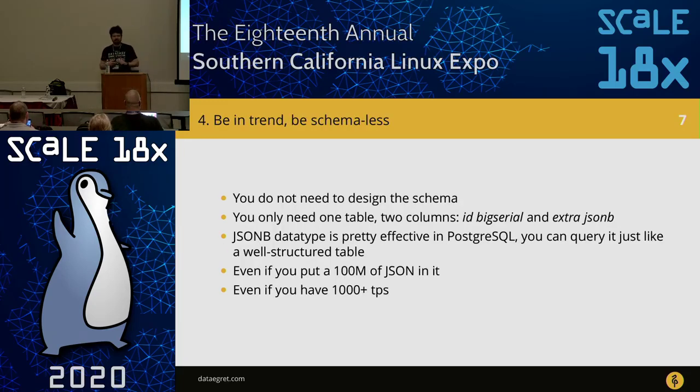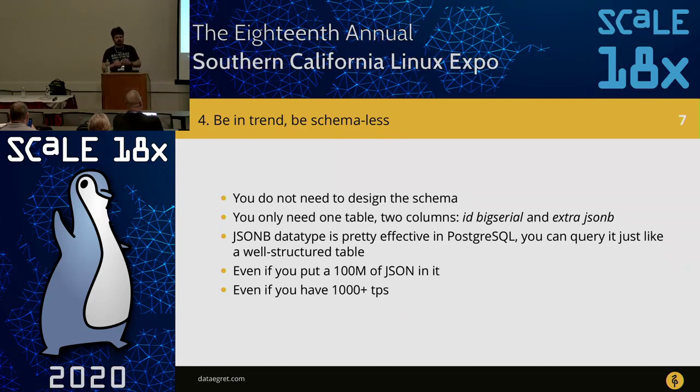Be in trend, be schemaless. I don't know if this trend is still existent, but from time to time I run into it. Yeah, NoSQL, schemaless, etc. You do not need to design the schema because, well, schema is a boring constraint on your imagination. You only need one table, 2 columns, ID bigint, and extra or meta in JSONB, or if you want to be enterprise, in XML.